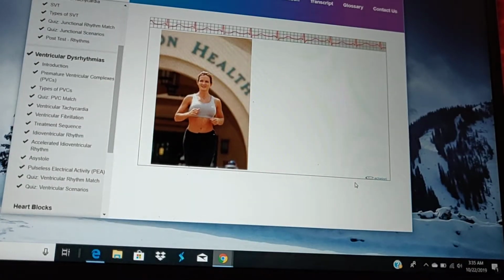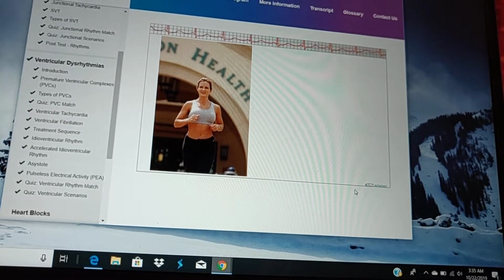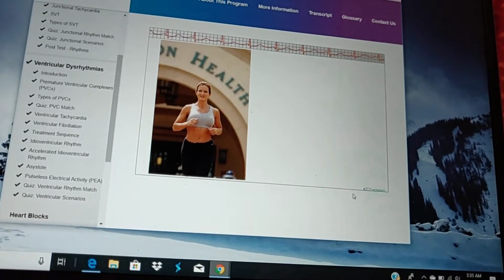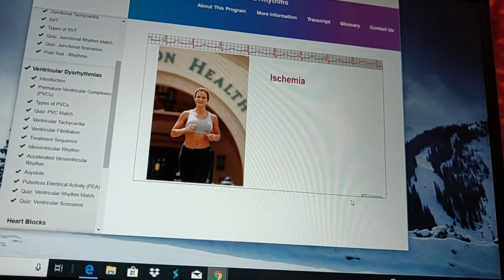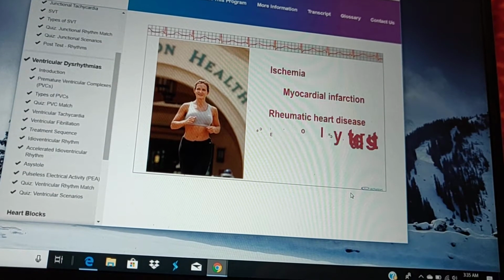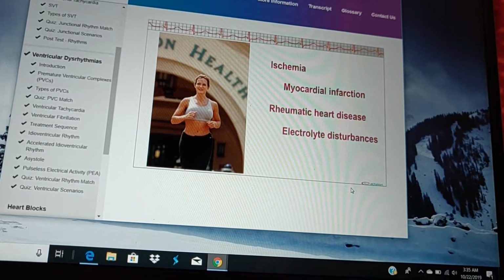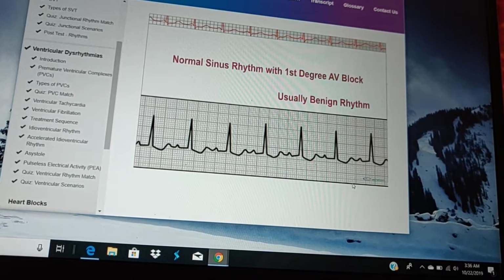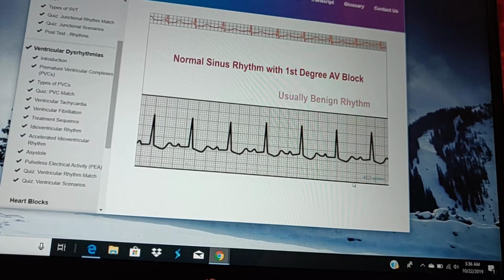A first-degree block may be normal in some individuals, especially athletes. It may also present with ischemia, myocardial infarction, rheumatic heart disease, or with electrolyte disturbances. It may also be drug-induced. This is usually a benign rhythm that generally does not require treatment.